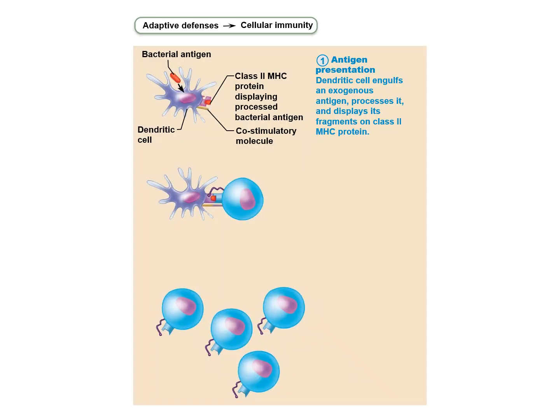So here we are. How does this whole thing happen? Antigen presentation. You have a dendritic cell that engulfs some antigen that it finds out there, it processes it, and basically it displays the fragments on the class 2 MHC protein on its cell surface.